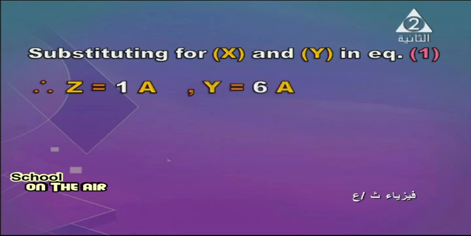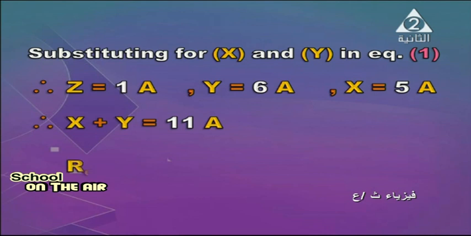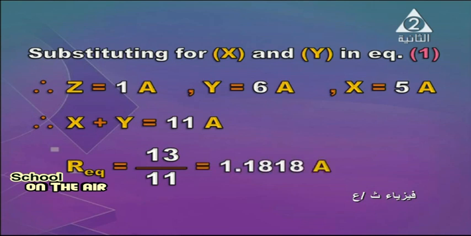It's all easy now to get Y. It is 6 amperes, so X must be equal to 5, and X plus Y is 11. R equivalent equals the total voltage, which is 13, over the total current, 11, so it is 1.1818. We managed to solve it, and I know it is a little bit hard.